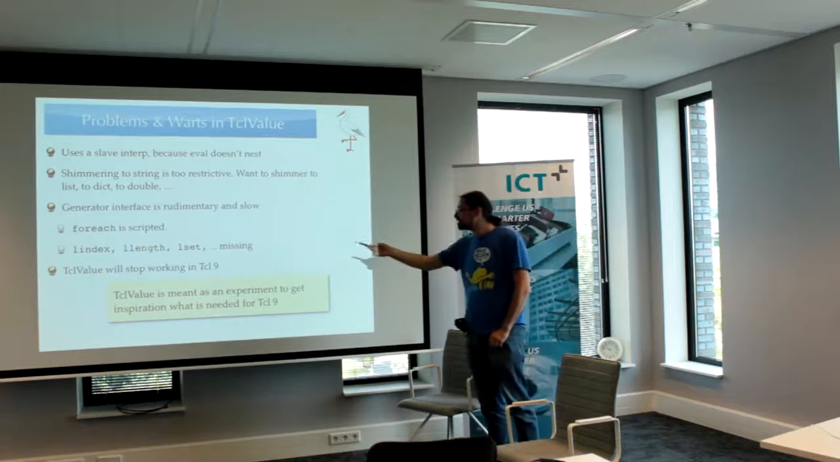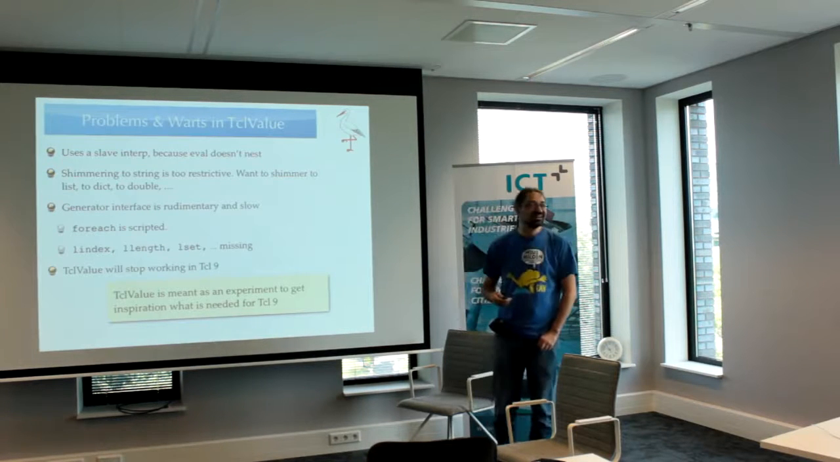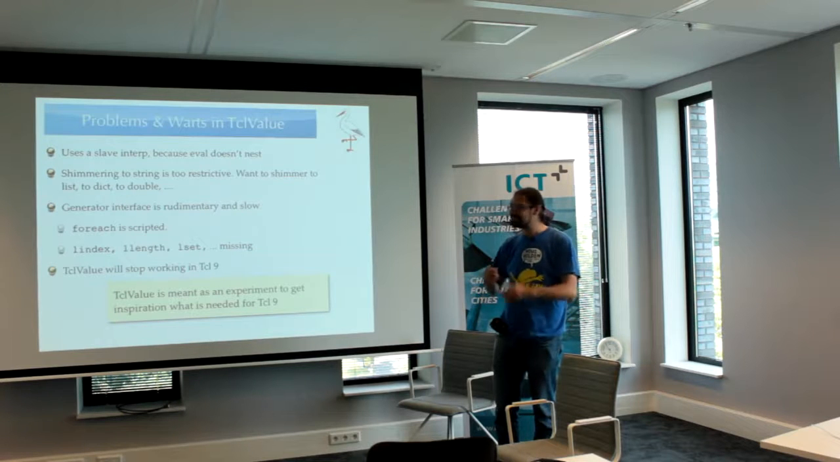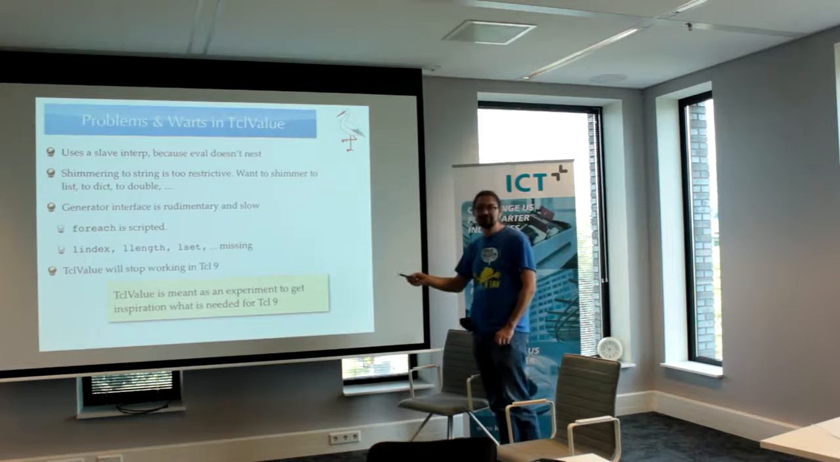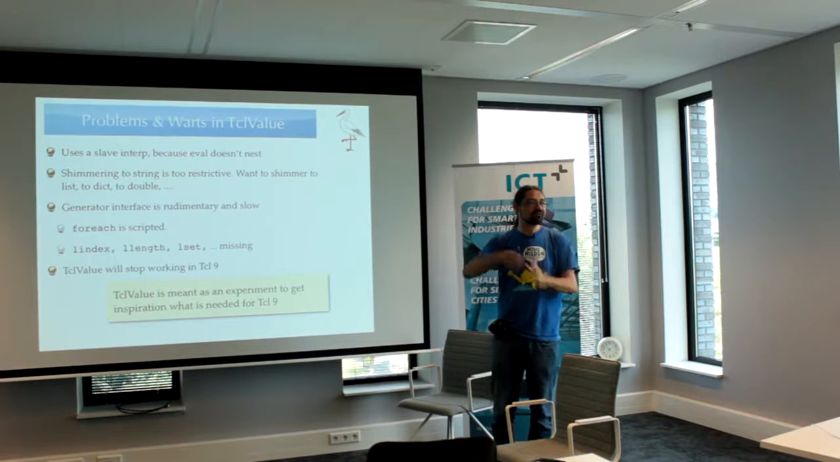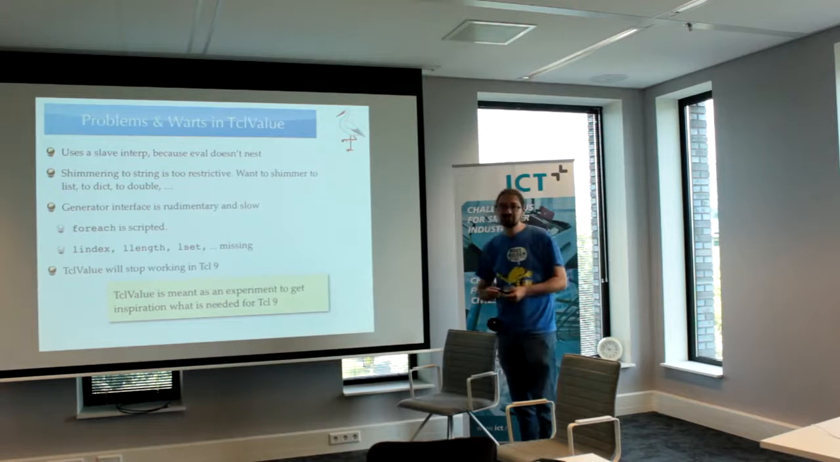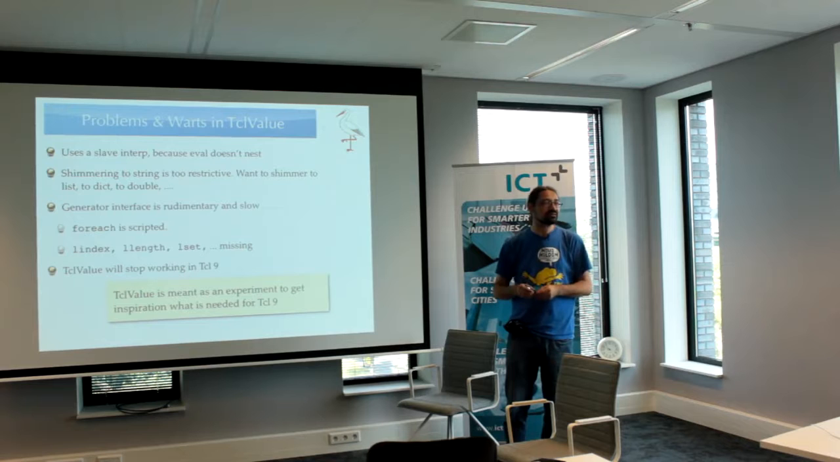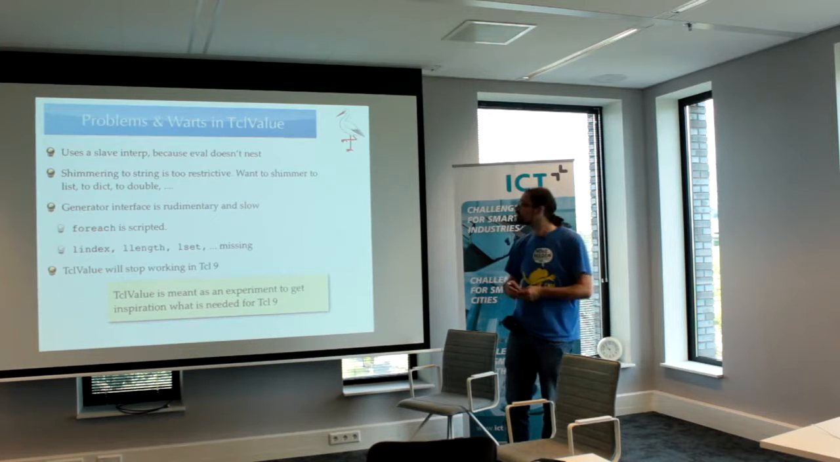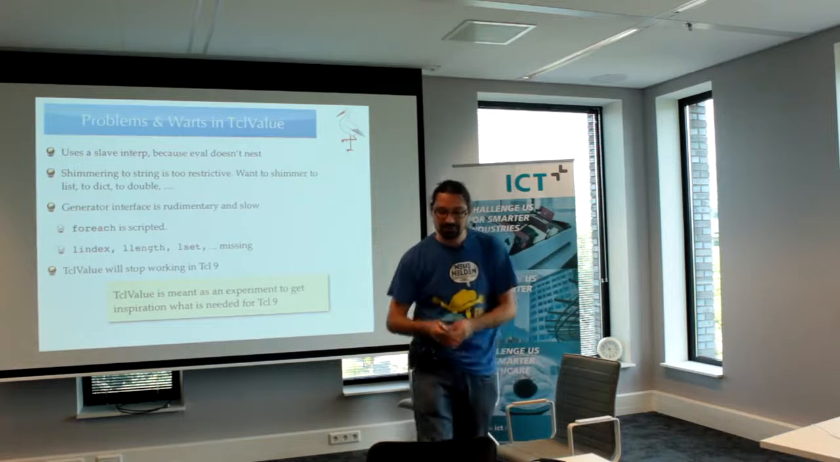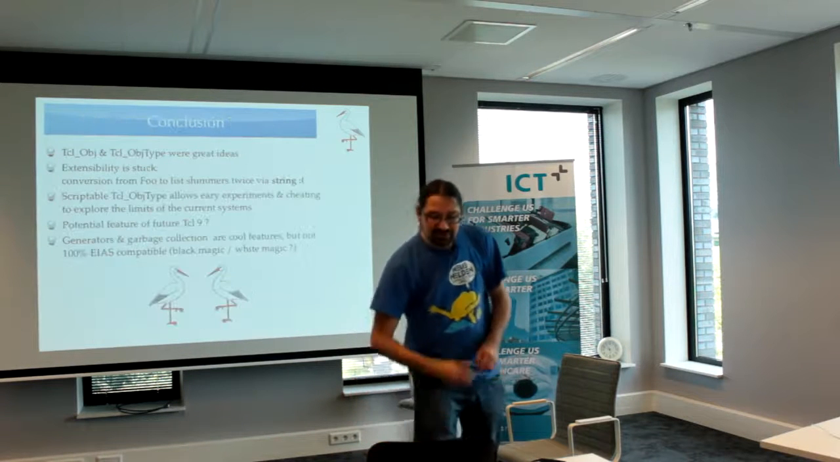And then, of course, Tcl value will stop working very soon, at least in Tcl 9, because some of the interfaces that it's using to mess around with the internal types will be removed. But I think that still Tcl value is a great experiment. You can write your own object types. It's much easier than to do that in C code. And to experiment, to shoot around a bit, and to get an inspiration what kind of interfaces we might need in Tcl 9. Because then if we take away all those possibilities to mess with the internals, we need official APIs. We need clean APIs to do similar things. For example, to shimmer to a list. OK, so this is the conclusion.